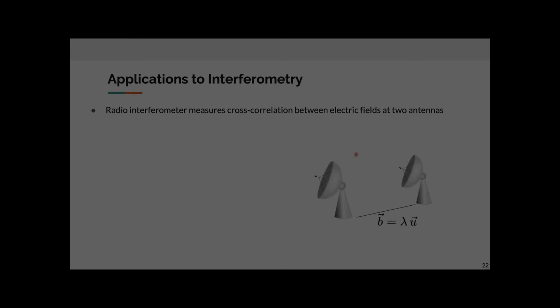Okay, so as an additional application of our code, we have applications to interferometry. So the Event Horizon Telescope as a radio interferometer doesn't take directly the picture of a black hole, but rather synthesizes the picture of a black hole. So just to go over and review how a radio interferometer works, it specifically measures the cross correlation between electric fields at two antennas. So if we have two radio antennas shown here, let's suppose they're separated by a projected baseline B, which we can write as the observing wavelength times a dimensionless vector U.